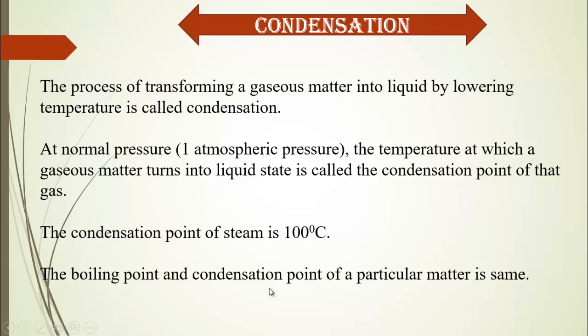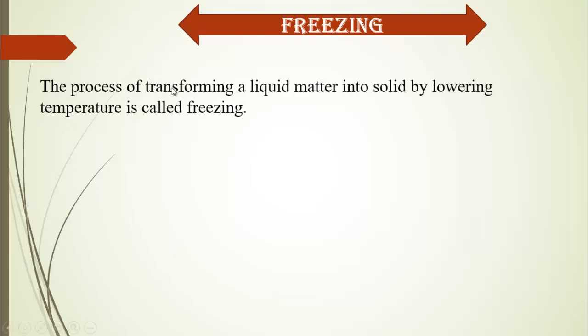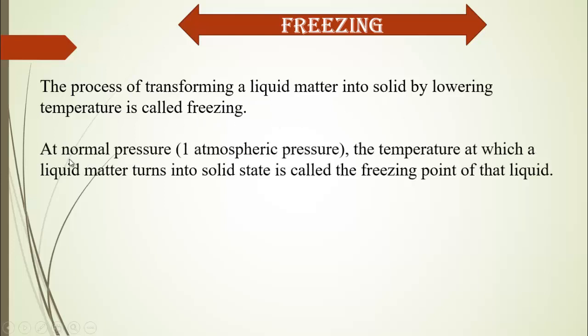For a specific matter. Now, freezing. Freezing is what? The process of transforming a liquid matter into solid by lowering temperature is called freezing. That means this is the transformation of liquid state to solid state due to cooling temperature. Follow here, at normal pressure, the temperature at which a liquid matter turns into solid state is the freezing point of that liquid.